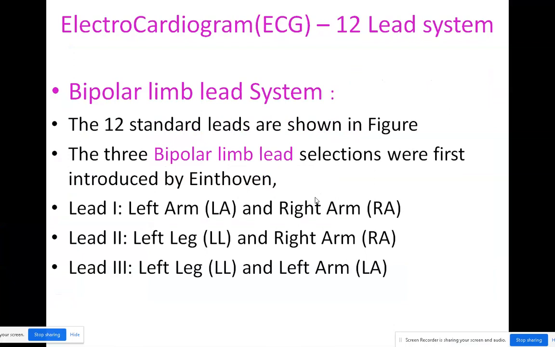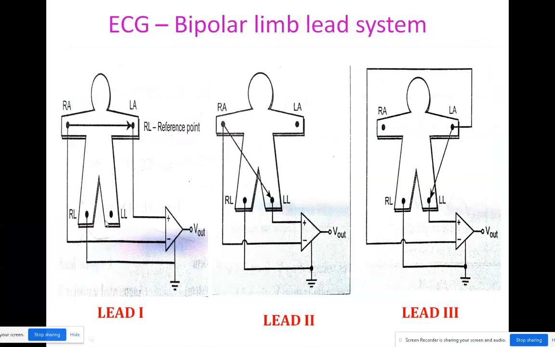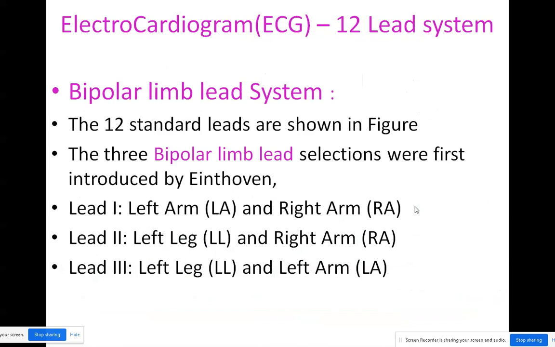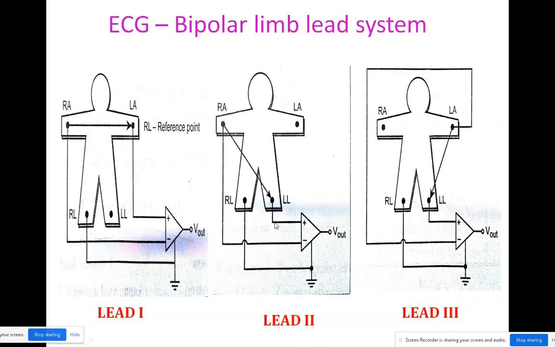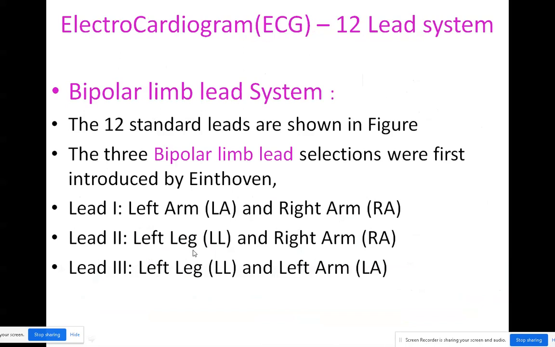Now, the bipolar limb system. The 12 standard leads will be seen in the figure. So 4, 8, 12, the 12 lead system. That's why it's called the 12 lead system. Ma'am, 4, 8, 12, if you can't understand how, see here. In the first lead you will have 4 electrodes, one on each limb. Lead 2 will also have 4 electrodes, and lead 3 will have 4 electrodes. So 4 plus 4 plus 4 is 12. That's why it's called a 12 standard lead system.